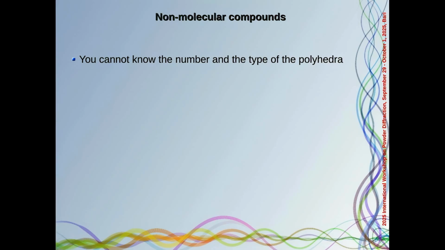And when you solve non-molecular compounds, you have some problems. The first problem is that you cannot know the number of coordination polyhedra to input into the unit cell, and the choice of the number must be made considering how many atoms are expected in the unit cell. Another problem is that you cannot know the type of polyhedra to introduce, and at this point it could be important to try to find similar structures in a database or in the literature.